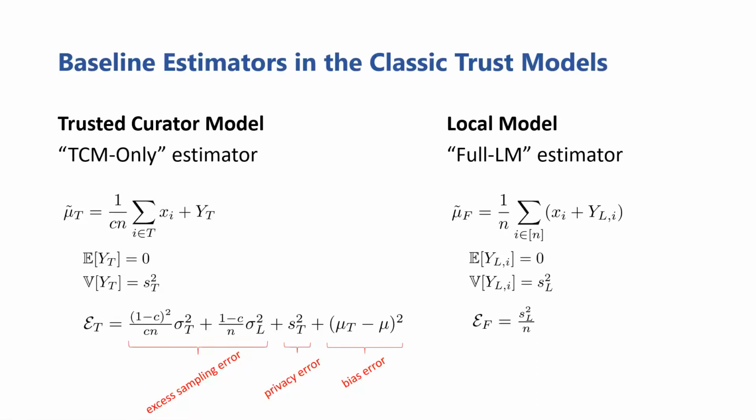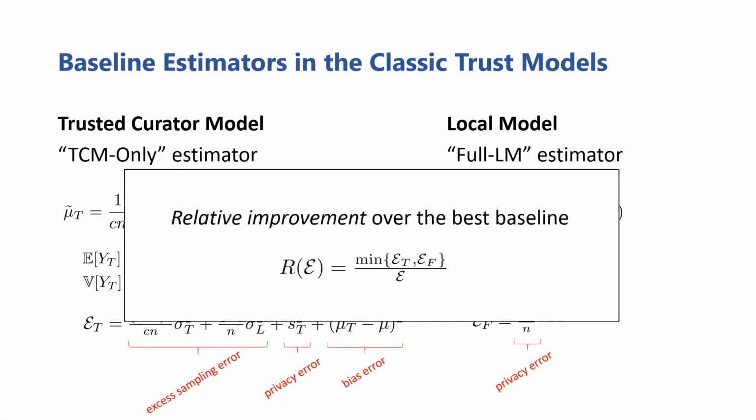However, this error is induced because the distributions between the two groups may be different. Looking at the full LM estimator's error expression, it's much simpler because there's no excess sampling or bias errors, since the data of all users is used. Instead, there's only the error that stems from ensuring differential privacy. From these, we can intuitively expect that the full LM estimator will perform relatively well when its privacy error is low, when the data variance is high, or when the two groups' distributions significantly differ.